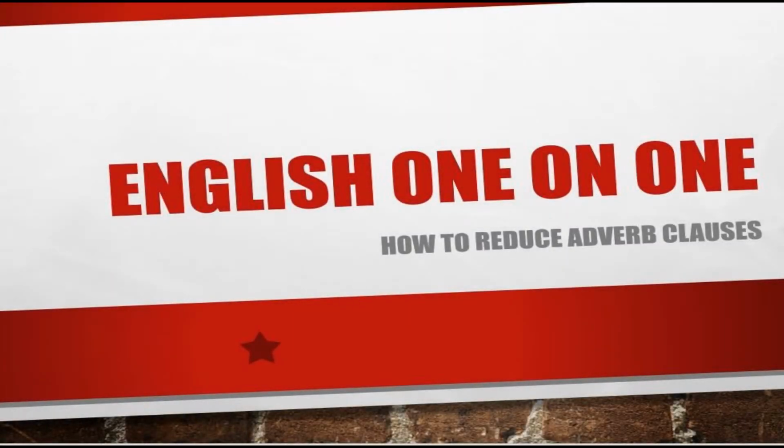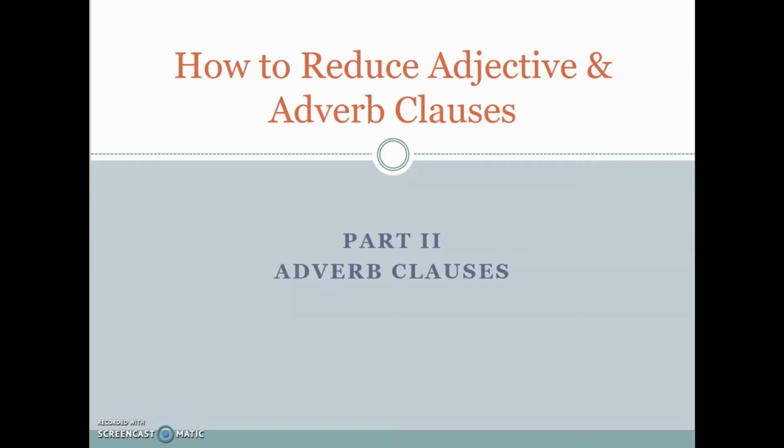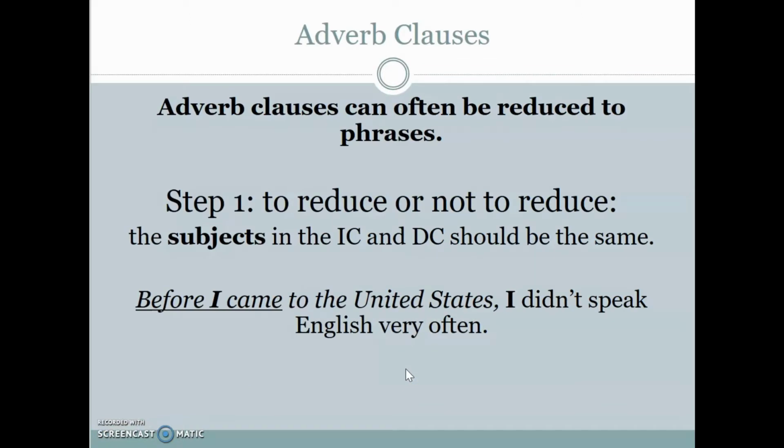English One-on-One. In this video, we will be talking about reducing adverb clauses. Adverb clauses, like adjective clauses, can often be reduced to phrases. Once again, before you reduce a clause, you have to ask yourself if that clause can be reduced. Now, in the adverb clauses, you have to look at the subjects in both clauses, in the IC and DC. If the subject in both clauses is the same, the adverb clause can be reduced.